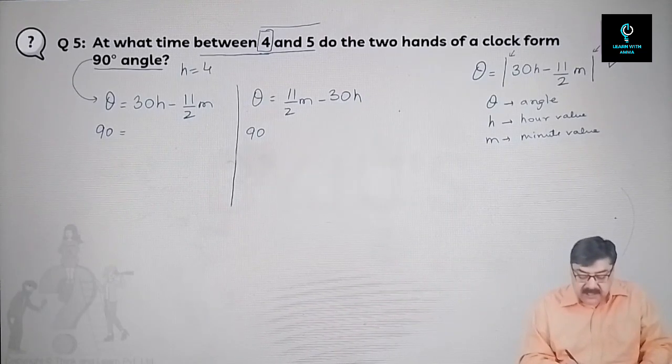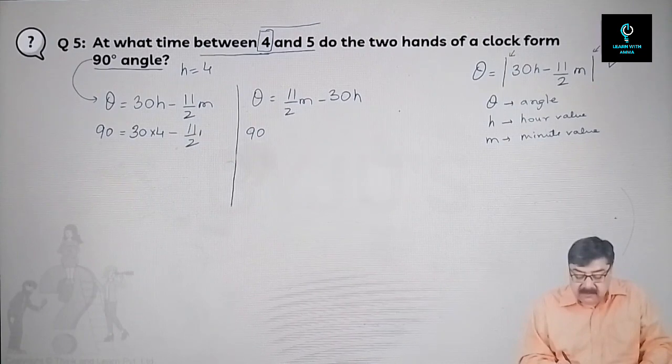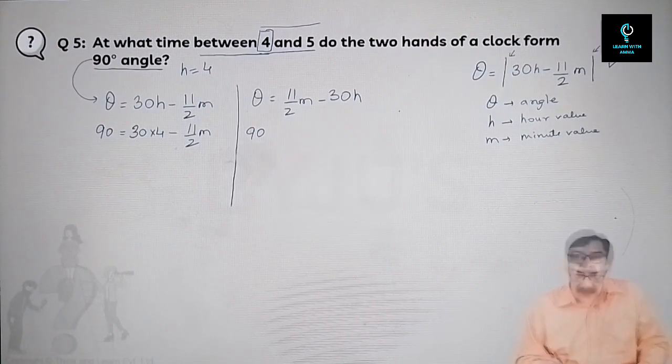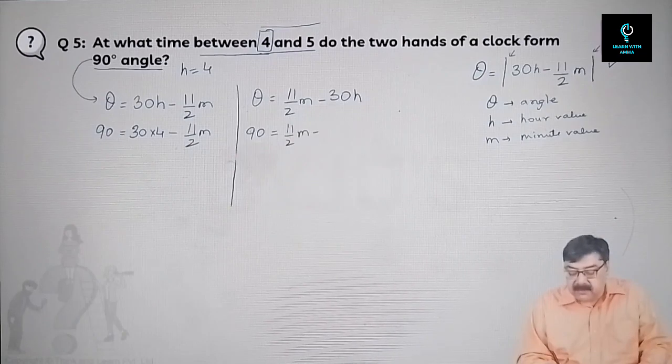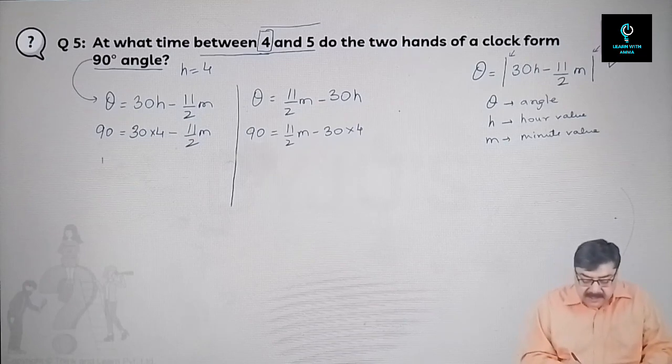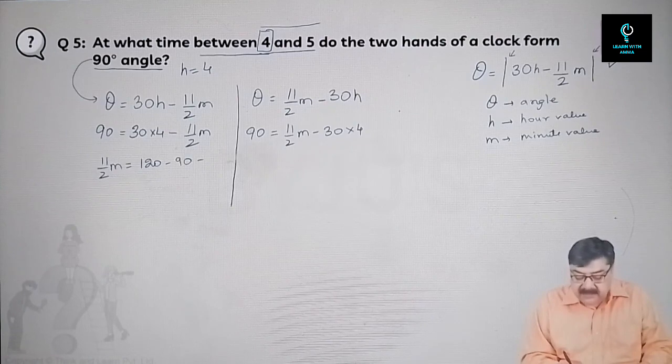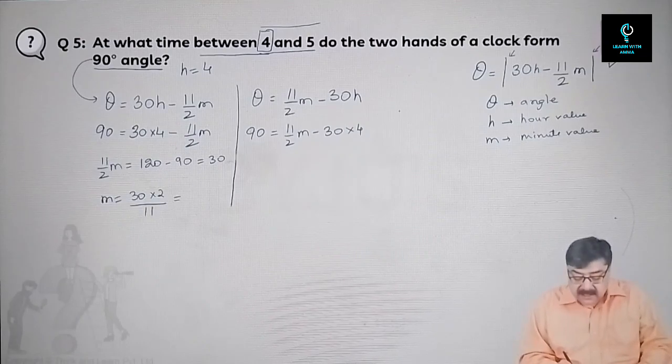So let us substitute it here. So it is equal to 30 into 4 minus 11 by 2m. Well, the minutes value is what we have to find out. Similarly here, 11 by 2m minus 30 into 4. Now let's solve this. It shall become 11 by 2m is equal to 120 minus 90, which is equal to 30. M here becomes equal to 30 into 2 by 11, that is 60 by 11. This 60 by 11 is equal to 5 and 5 by 11.